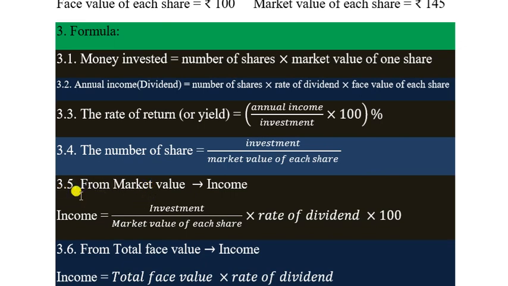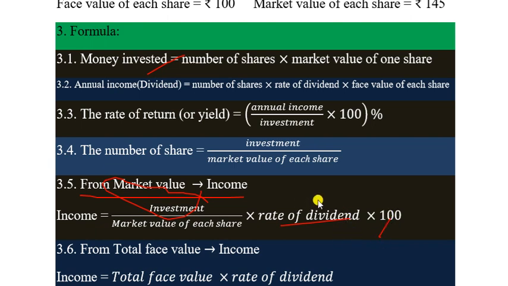See here the question: for market value, how will you find out income? When market value is given to you, how will you find out income? The formula is given. From market value you first have to find out investment. So you have to write investment by market value of each share into rate of dividend, which will be given to you, rate of dividend into 100.